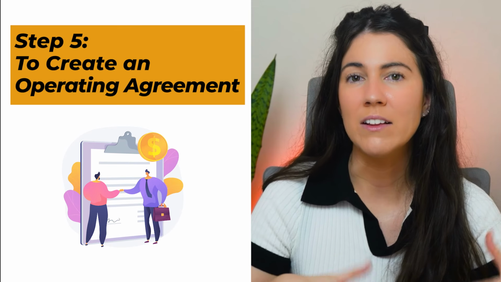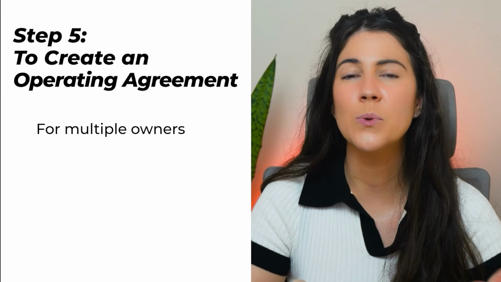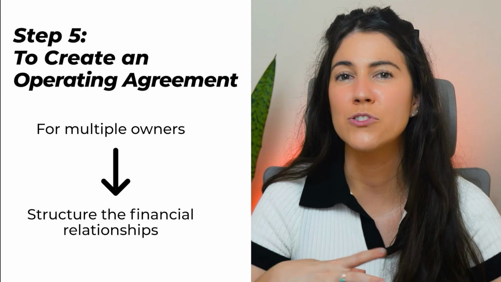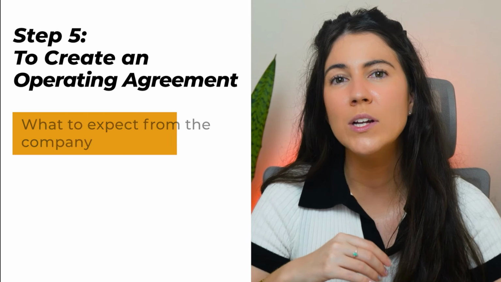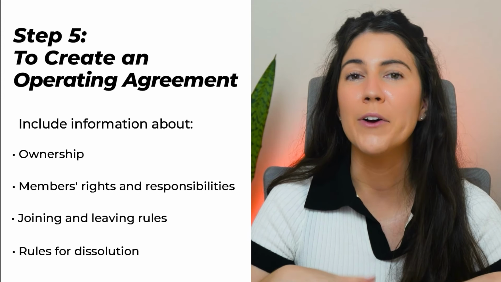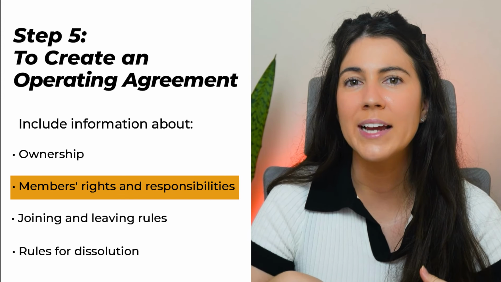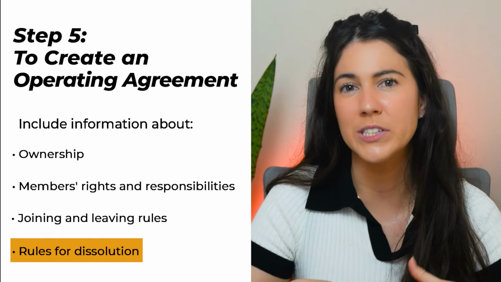Step 5 is to create an LLC operating agreement. This is not required in California, but it's still good to have one. If you have multiple owners for your LLC, this is going to help you structure the financial relationships of each owner. And it's really going to tell everyone what to expect from the company. It's also going to include information about your ownership, members' rights and responsibilities, joining and leaving rules, as well as rules for dissolution.